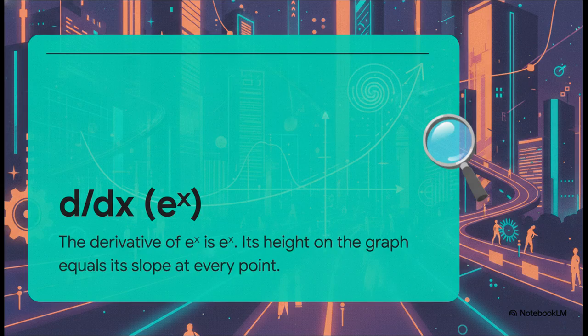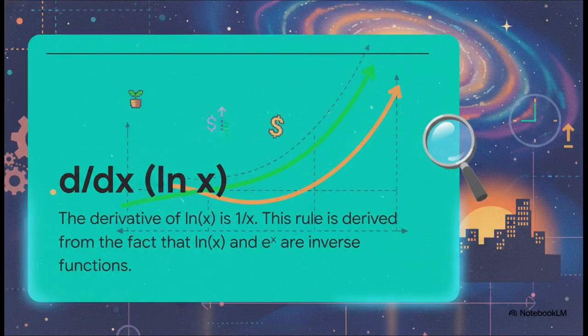Think about what that means. For the function e to the x, its height on the graph at any point is exactly the same as its slope at that very same point. It's the purest definition of exponential growth you can get. It's incredible. So if that's one side of the coin, what's on the other?